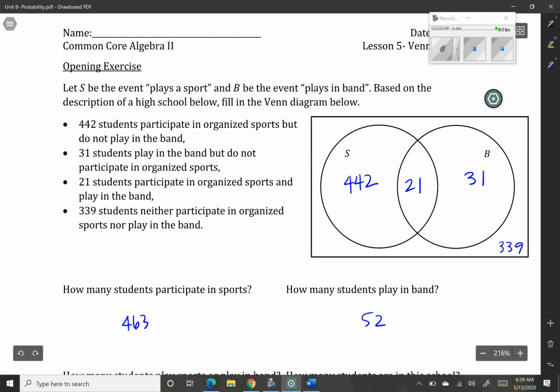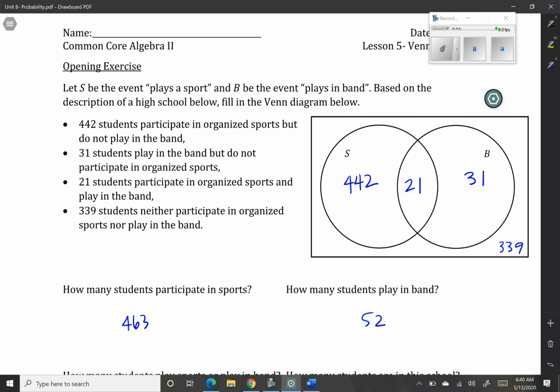All right, so welcome back. Let's see how we did here. So the first item that they tell you is that 442 students play sports but do not play band. So that would be the part of the circle that just represents sports only, not the overlap. 31 students are in the band but do not participate in sports. So that would be the part of the band circle that's not overlapping. 21 play both. So that's going to be the part that's overlapping. So those 21 students are kind of like being shared between both circles.